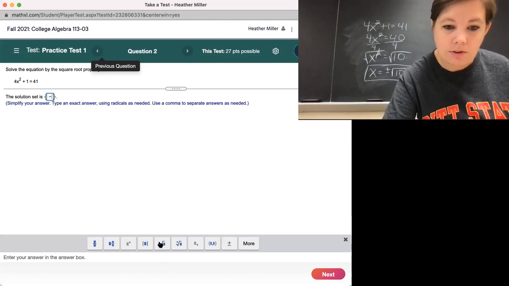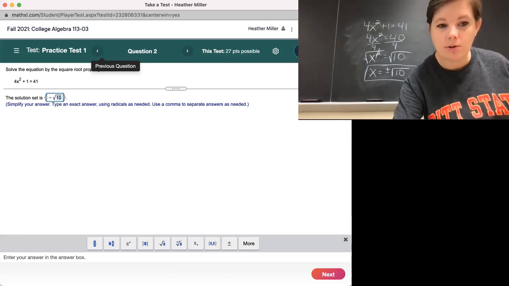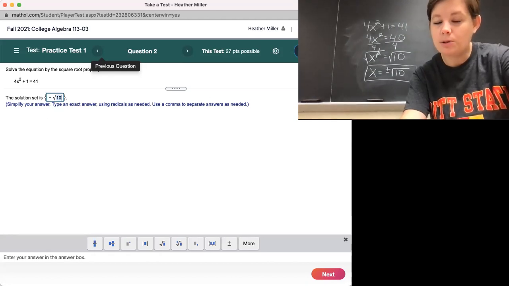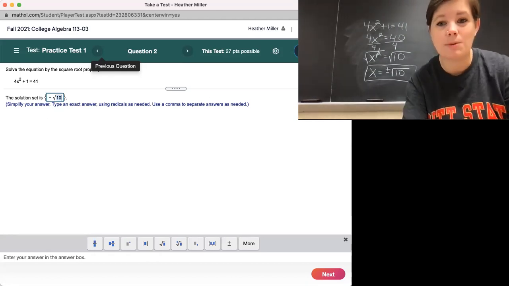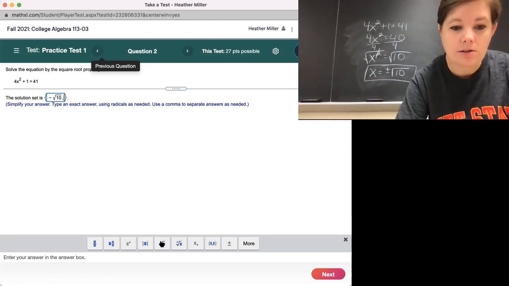So negative square root of 10, and then make sure, notice when I'm under the radical, my number is blue. So if I put my comma now, it's going to be under the radical. So push to the right and make sure you're outside of your radical. Put a comma, and then square root 10 again.